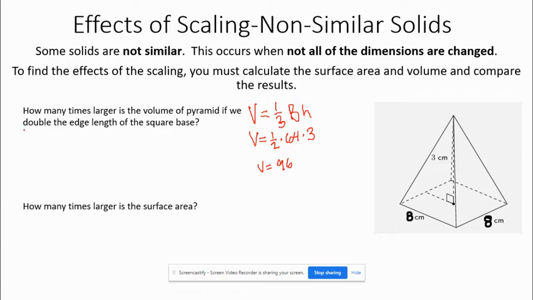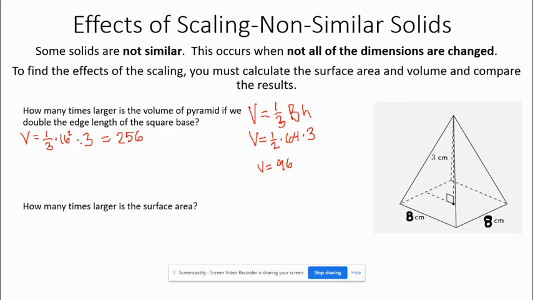So what we're going to end up with now is our volume would be 1/3 times the area of the base, which is going to be 16 squared this time, times our height, which is still going to remain 3. I'm going to do this in my calculator. So 16 squared times 3, divided by 3, and we get 256. So this volume is 256.